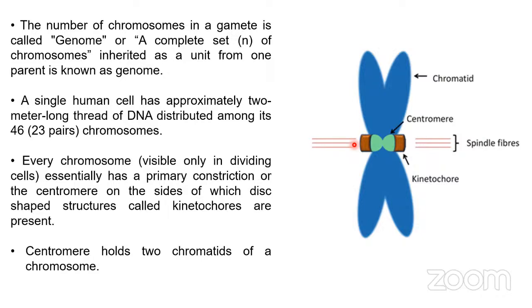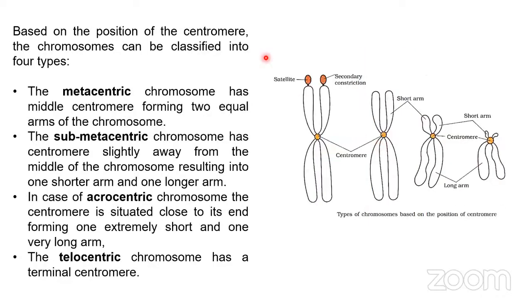So based on where the centromere resides, where this primary constriction is present, either both the arms may be equal in size, or there may be a shorter arm and a longer arm. Based on the position of the centromere, the chromosomes can be classified into four types. They may be metacentric, submetacentric, acrocentric, or telocentric.